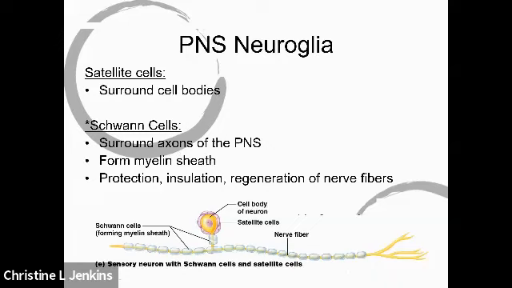So most of the axons in our peripheral nervous system have that fatty covering. And this fatty covering is called the myelin sheath. The myelin sheath is formed by the Schwann cells. Nice and straightforward.